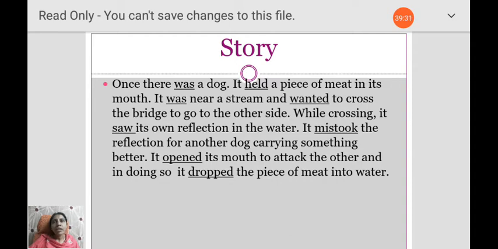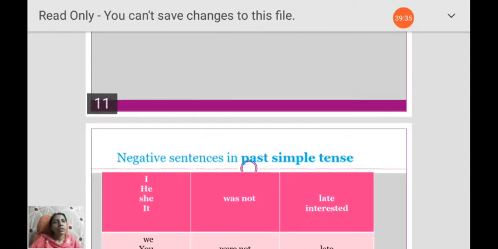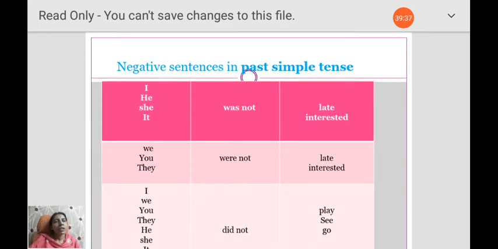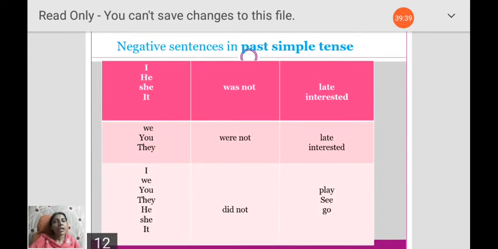Now look at something more. In this slide, you are going to know how to make negative sentences in simple past tense.